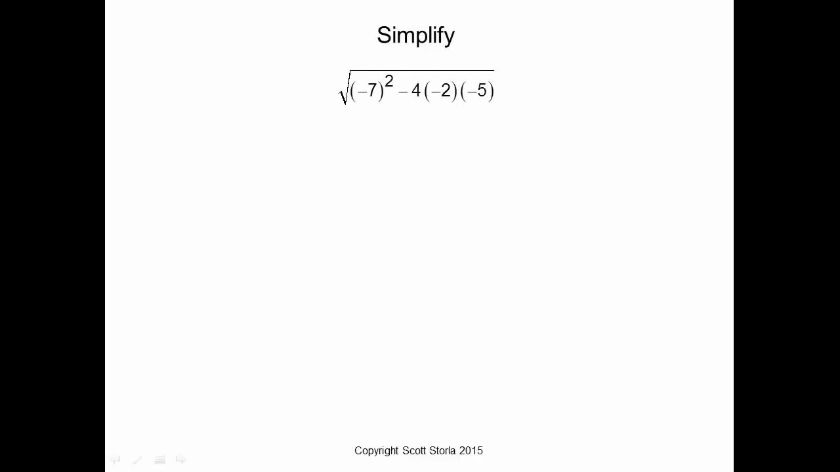Here's another. Here I have 1, 2, 3, 4, 5 operations. Starting in the radicand, squaring will be first, then multiplying left to right, and subtraction will be last. The quantity negative 7 squared will be 49, and the product will be positive 40. 49 minus 40 will give me 9, and square root of 9, 3.